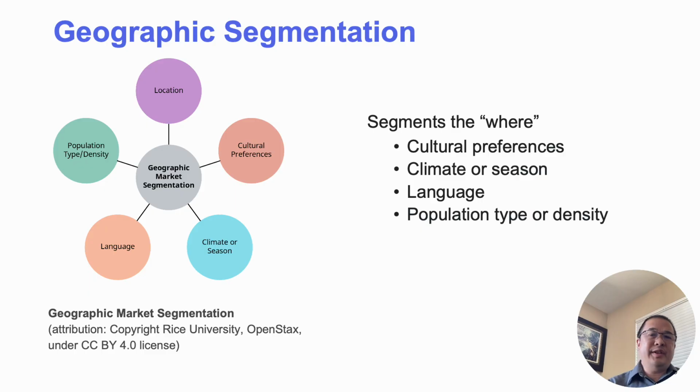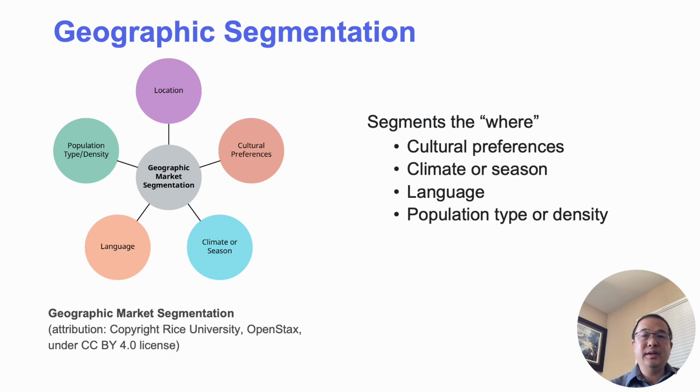Geographic segmentation means dividing customers based on where they live or work. Companies recognize that people in different locations often have different needs, preferences, cultures, languages, and climates. As a result, companies adjust their products and marketing for different geographic areas. The geographic segmentation variables: this slide lists 5 common variables.